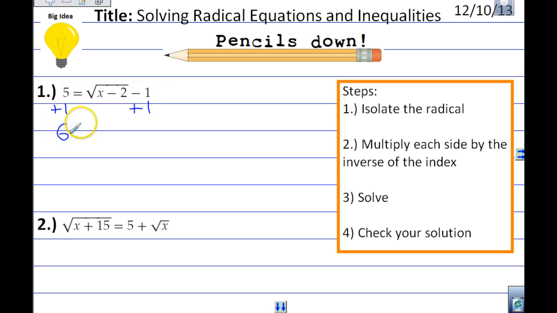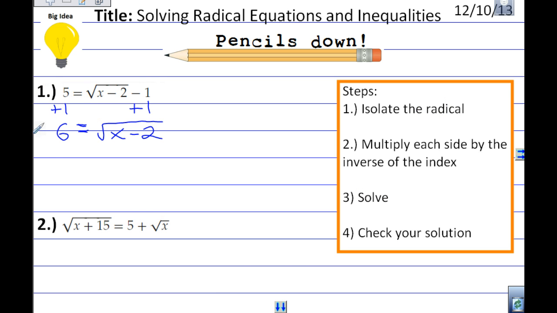So we have 6. And some of these basic ones, you'll be able to probably spot the answer a mile away. So they're saying, well, square root of what actually is 6? Square root of what number is 6? 36. So what number does this need to be? 38. Yeah, 38 minus 2 is 36. Square root of 36 is 6. Not too bad. How do you prove it?